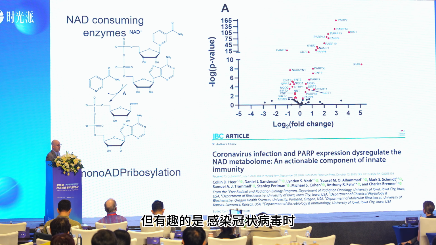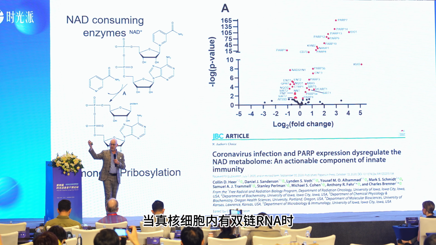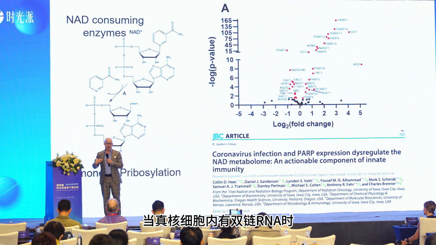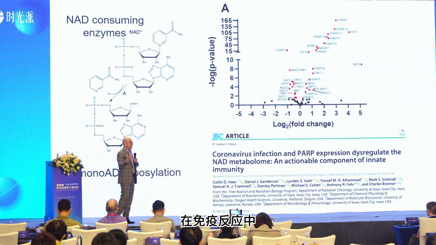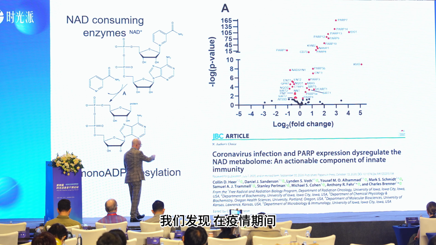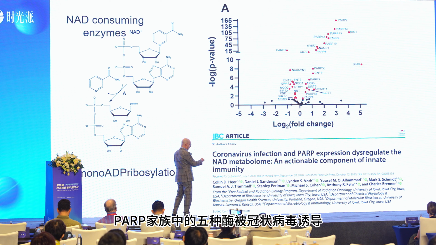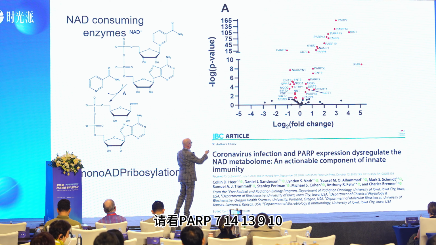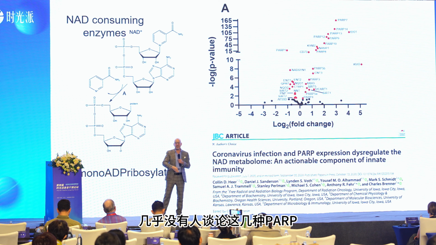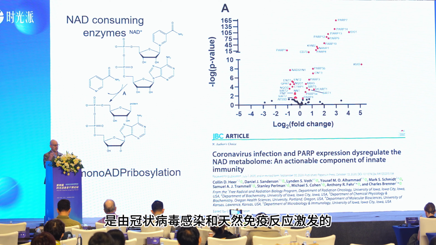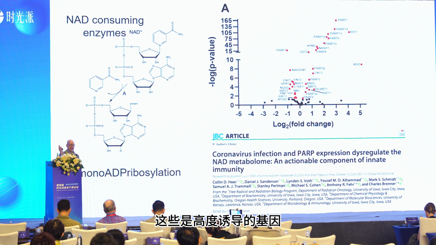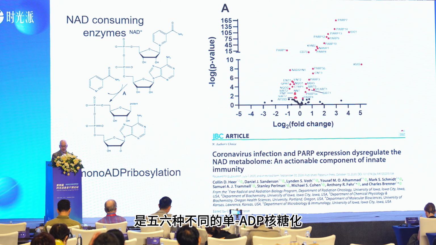But the thing that's really interesting about this is that in coronavirus infection, when there's double-stranded RNA inside of our eukaryotic cells, we can recognize that as a foreign body without an antibody response. This is innate immune response. And we showed actually during the coronavirus pandemic that there's 5 members of the PARP superfamily that are induced by coronavirus. Look at this, PARP 7, 14, 13, PARP 9, PARP 10. These are PARPs that literally no one ever talked about. 5 of them at least are induced by coronavirus infection and the innate immune response. So these are profoundly induced, highly induced genes. 5 or 6 different members of the monoADPribosylation members of the PARP superfamily.